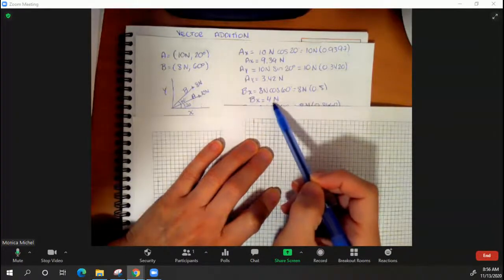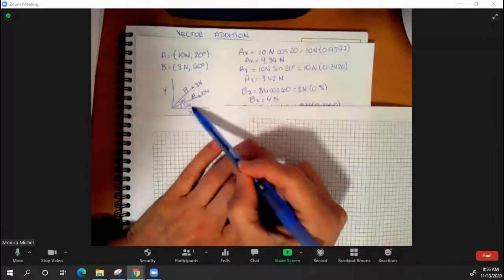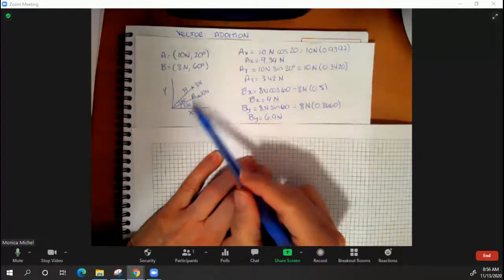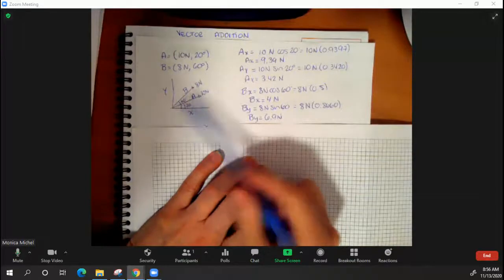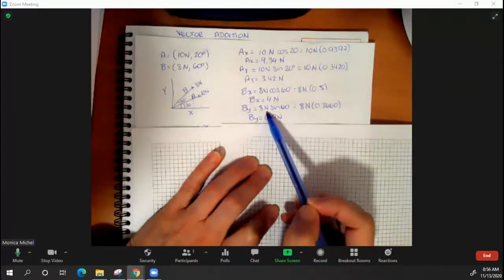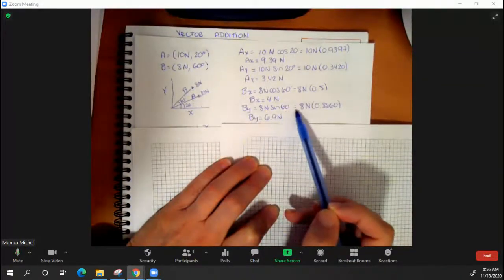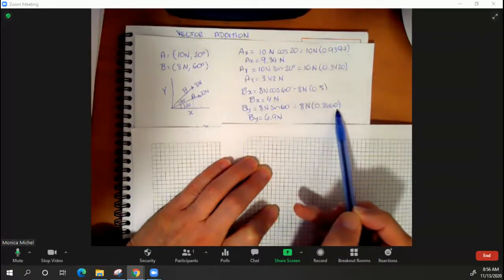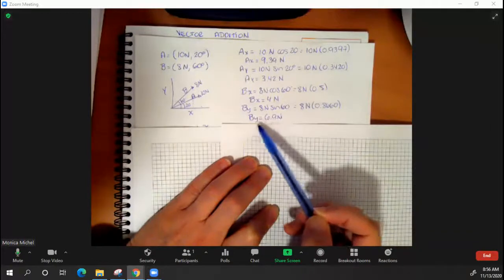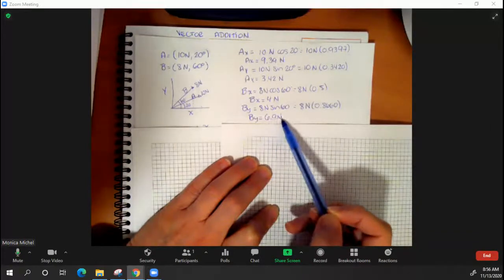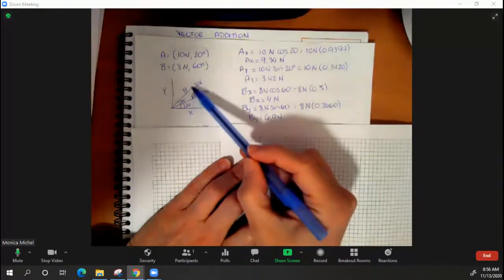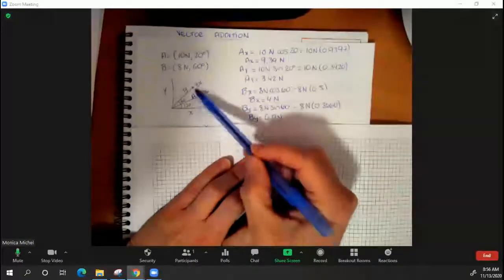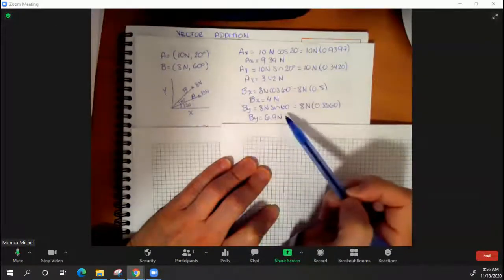I will continue then finding the value for By. So By, remember that By is the component in y of the vector B. That will be 8 newtons times the sine of 60. That brings me to 8 newtons multiplied by 0.8660, and then the answer will be 6.9 newtons. This means that the distance from the tip of B in the y direction is going to be 6.9 newtons.